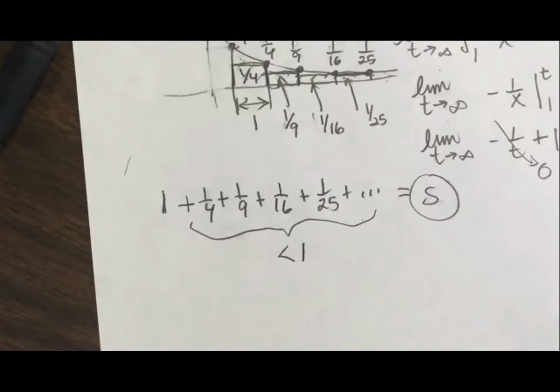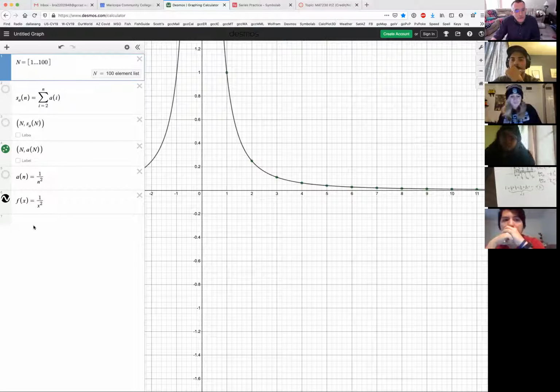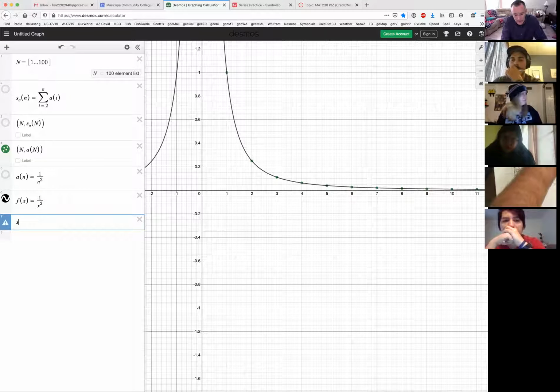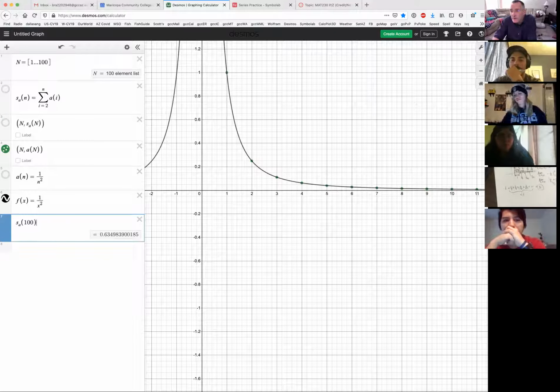Now, one way we could estimate what it converges to is just add up a whole bunch of terms. I mean, Desmos is actually quite good at that. We could just say, add up the first 1,000,000 terms. I don't know if it'll do 1,000,000, right? But we could say, find the sum. I called it series A, of the first 100 terms. And what do we get? 0.6349 or so. That's good. Some number, right? That's less than 2.